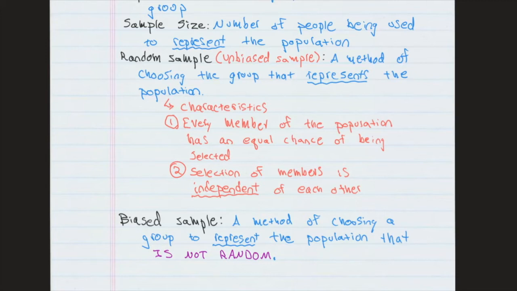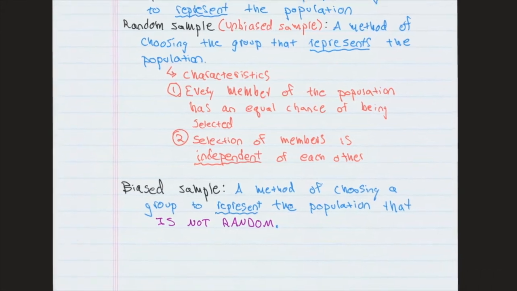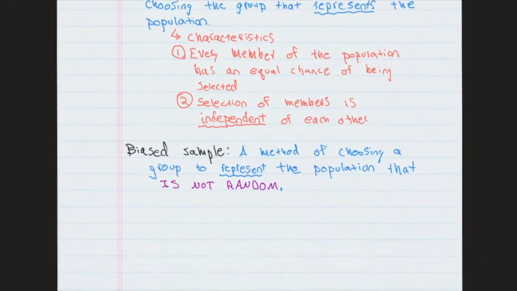But let's first talk about biased samples. Biased sampling is a method of choosing a group to represent the population that is not random. In this case, it would not be a good representation of the population.